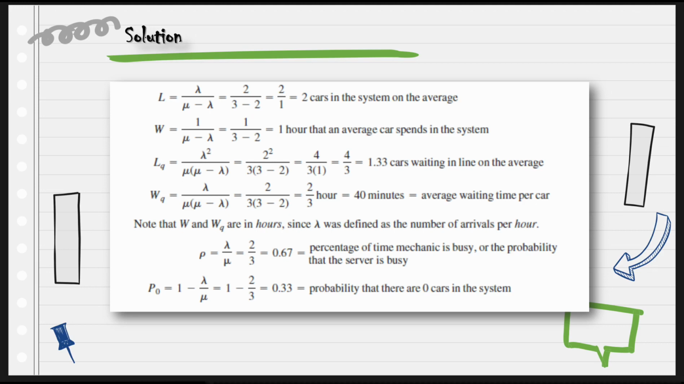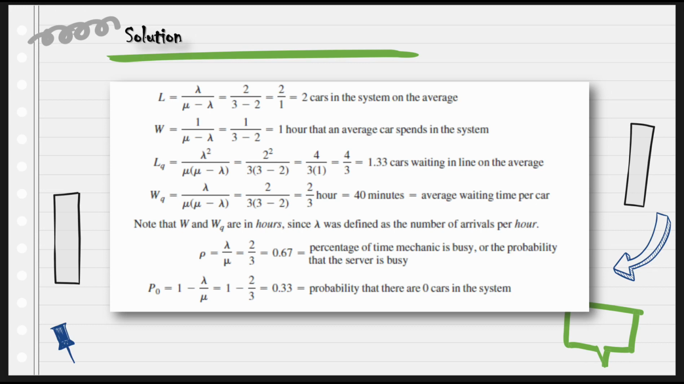So, fourth, we're going to solve the average time a customer spends waiting in the queue. So, WQ is equal to 2 divided by 3 times 3 minus 2, and that will be 2/3 hour or 40 minutes average waiting time per car. So, note that W and WQ are in hours. Since arrival rate was defined as the number of arrivals per hour, so sabi dito, we need to change our unit into hours kasi yun yung given sa problem natin.